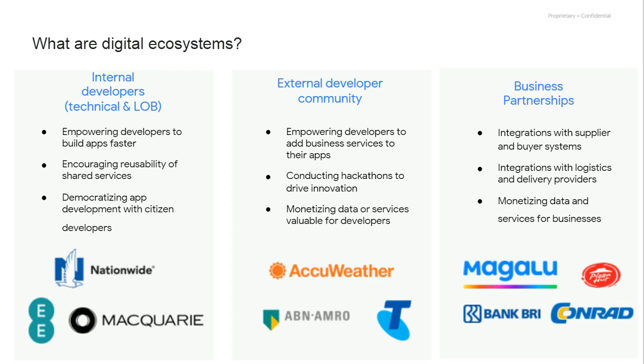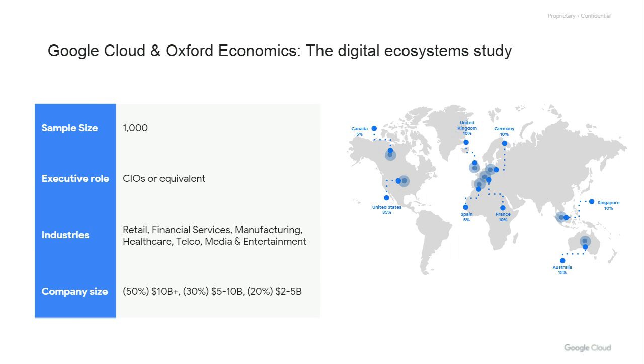Now, let's take a quick look at the survey that we conducted with the help of Oxford Economics, where we looked at 1,000 CIOs and interviewed them on their digital ecosystem strategy and the benefits that they see. We interviewed CIOs across retail, financial services, manufacturing, healthcare, telco, media and entertainment, several verticals, and most of these are from very large organizations with $10+ billion in revenue.